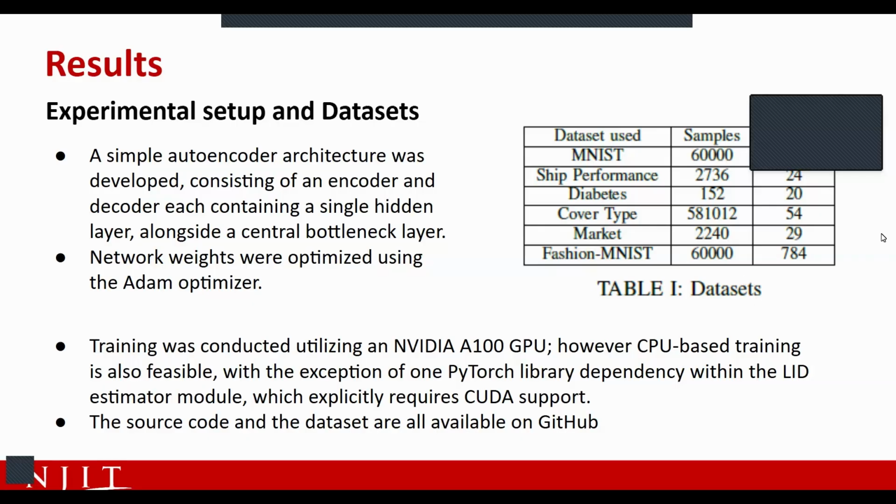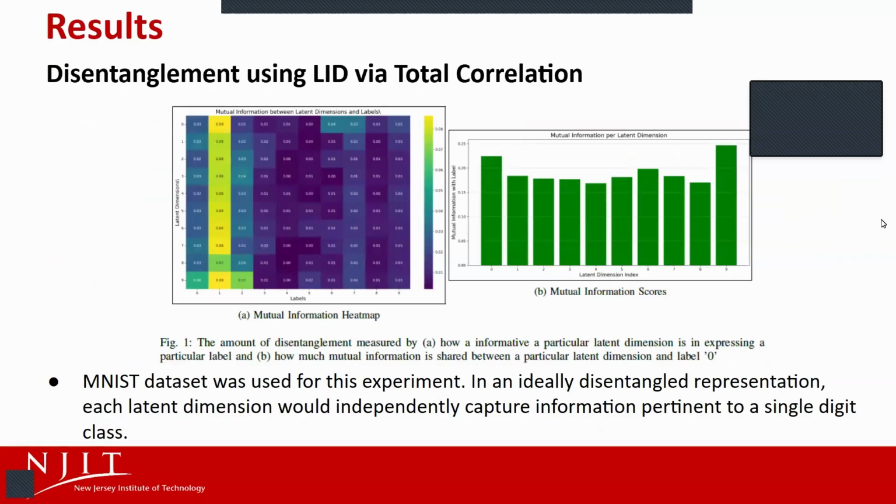So now let's look at disentanglement using LID via total correlation. As I already established using my theoretical proof, this cannot be done. However, I still went ahead and implemented it for exploration's sake. And here I used the MNIST dataset, where each image has a 784-dimensional input vector, passed through an autoencoder with a bottleneck dimension of 10.